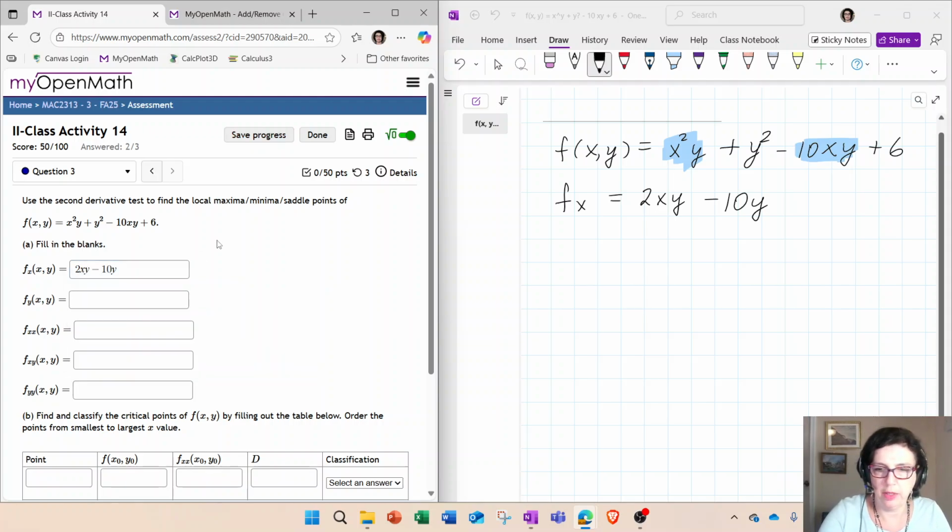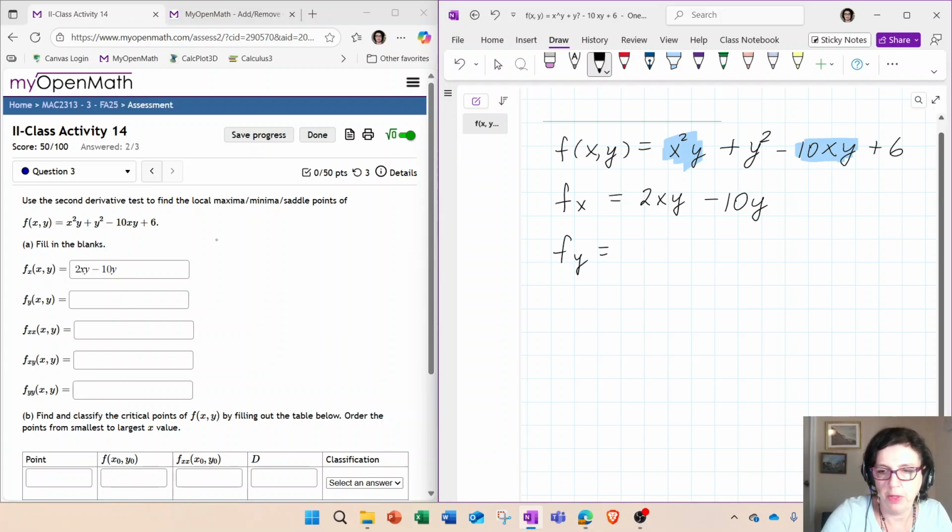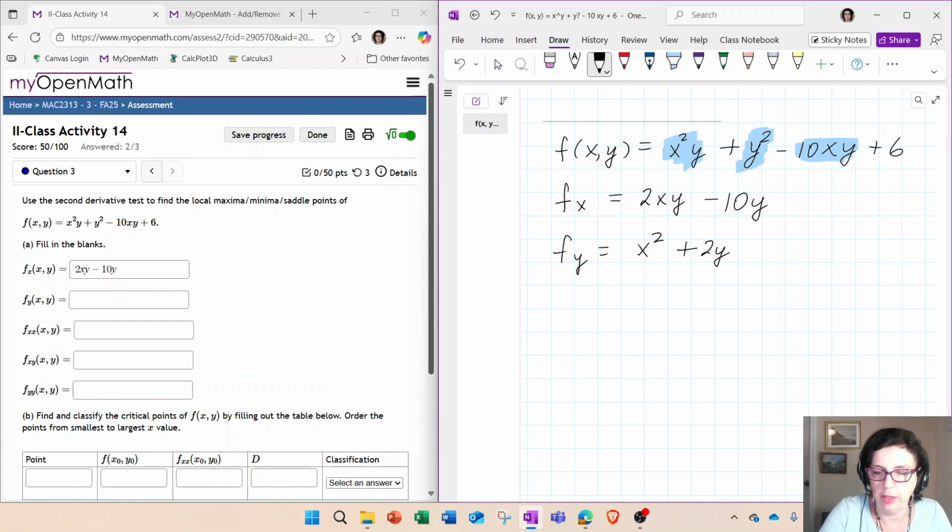The second one, the fy, I'm going to do the same thing, but only keep the terms that have y. Actually, that means I'm also going to have to highlight this guy, because the other terms also have y. So here we have x squared y, where remember x squared is like a number. So the derivative of number times y is the number. So that's just going to be x squared. The derivative of y squared is simple, that's just 2y. And then negative 10xy, the 10x is a number, so we keep that, and that's it.